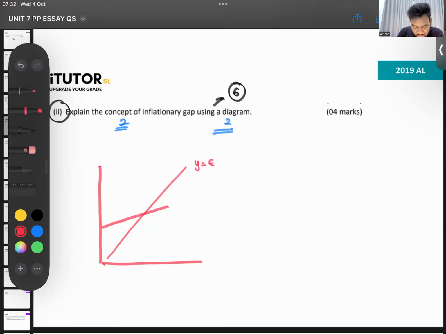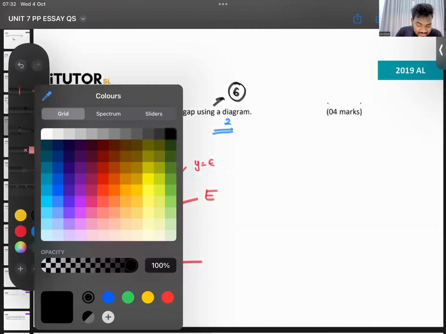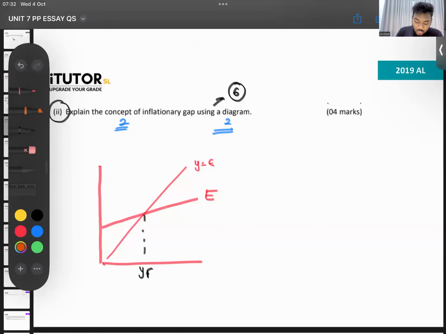the expenditure required for full employment. For example, let's assume this is your full employment level of output. The economy is at equilibrium at full employment. When do we have an inflationary gap? An inflationary gap occurs when what happens? When your expenditure is above the expenditure required for full employment.